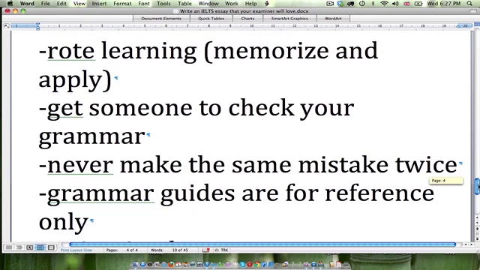So every once in a while, get someone to check your grammar. Maybe a colleague that you work with, native English speaker. It'll take them 10 minutes to check your essay, clean up the grammar. You should be doing that every so often.